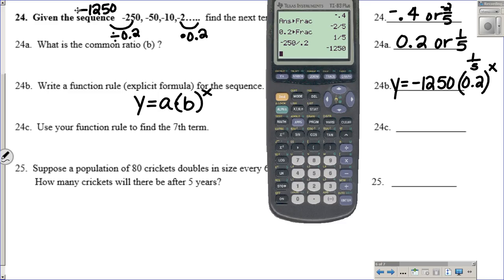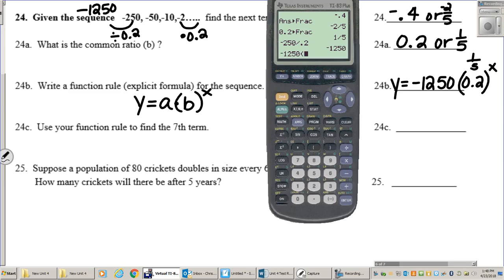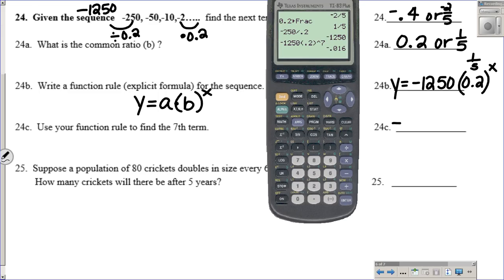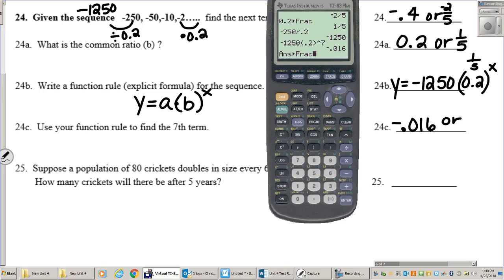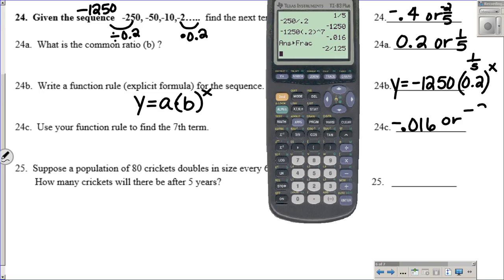And now we're going to use the equation in 24B to find the 7th term in the sequence. So we're going to say negative 1,250 times 2/10, and we're going to raise this to the 7th power. So we get negative decimal 0.16, or let's see what this looks like as a fraction. Math, enter, enter. So negative 2 over 125. And again, we will accept the decimal or the fraction answer for the sequence problems.